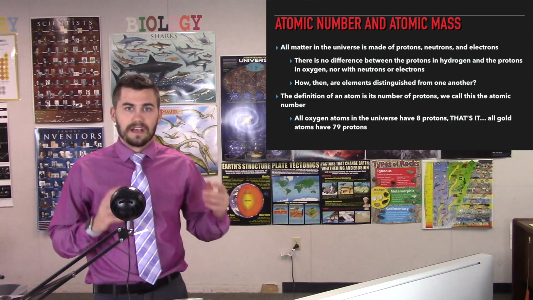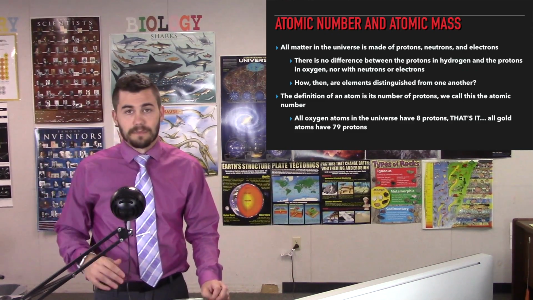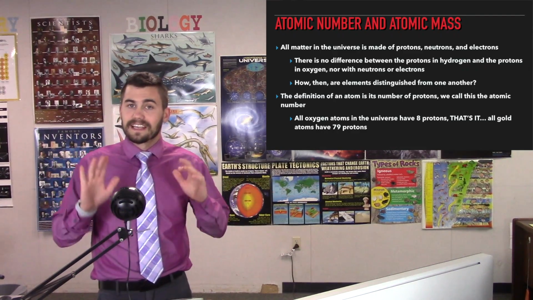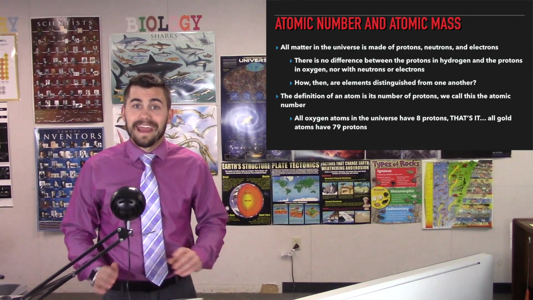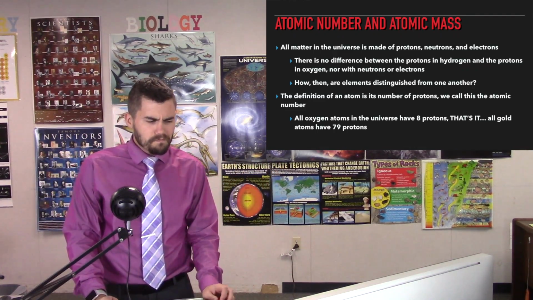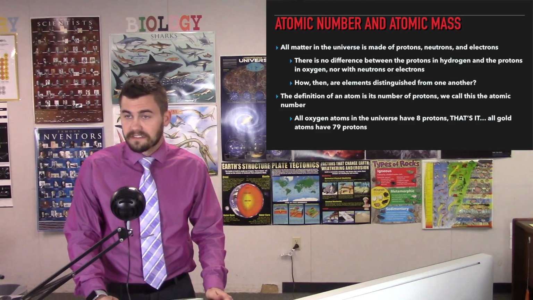So for example, oxygen's atomic number is 8. It has 8 protons. That's it. No other element can have 8 protons and not be oxygen. And for gold, it is 79 protons.